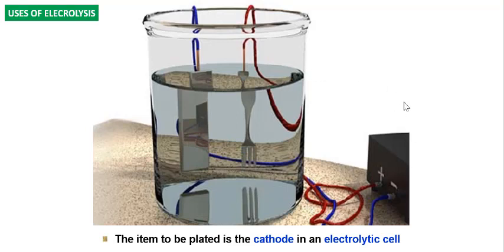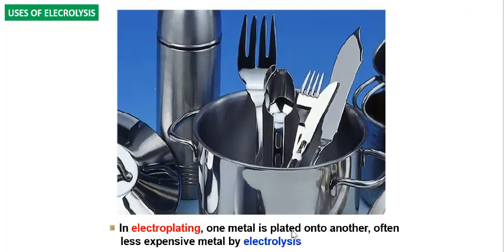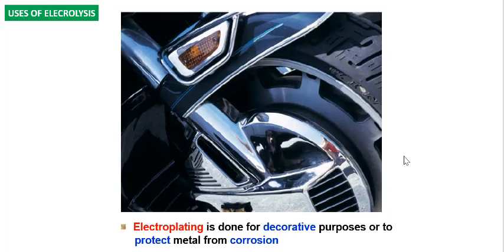Another use is electroplating. The item to be plated is the cathode in the electrolytic cell. In electroplating, the less expensive metal is put at the cathode and the more expensive metal is put at the anode. So the less expensive metal will be plated by the more expensive metal. Electroplating is also used for decorative purposes or to protect metal from corrosion.